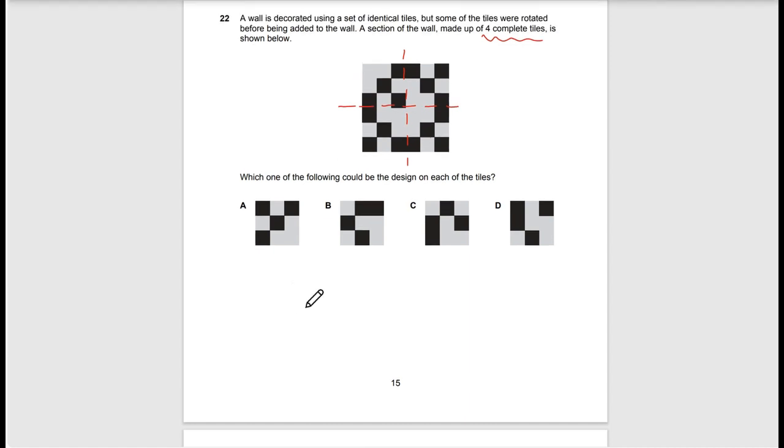Moving on to question 22. A wall is decorated using a set of identical tiles, but some of the tiles were rotated before being added to the wall. A section of the wall made up of 4 complete tiles is shown below. So there's our answer there, 4 complete tiles. So all I'm going to do is make a split here and show you where those 4 tiles are. So we can see here that some of these tiles were rotated. Perfect. So we just are trying to find which pattern it could be that matches the rotation.